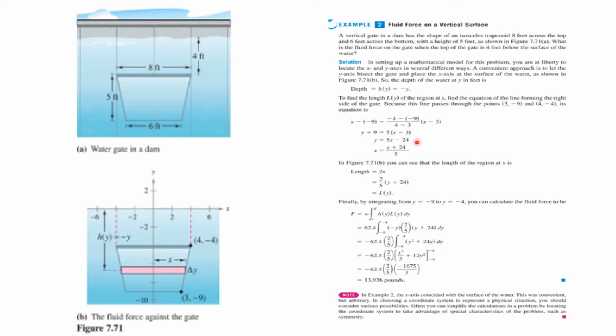So that means, distributing and simplifying and putting it in slope-intercept form, y is equal to 5x minus 24. But I want to know what x is because I need to know this L of y through there. So I'm going to solve for x. If I solve this equation for x, I have x is equal to (y plus 24) over 5. And the length across here, the way I set up the coordinate system, is 2 times x. So that is 2 times this, or 2 over 5, parentheses, y plus 24. That's L of y. We got that from the geometry of the system.